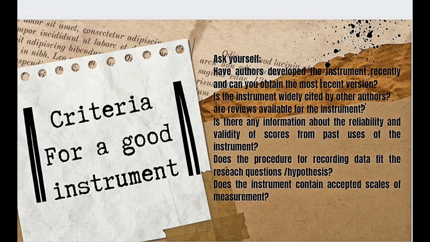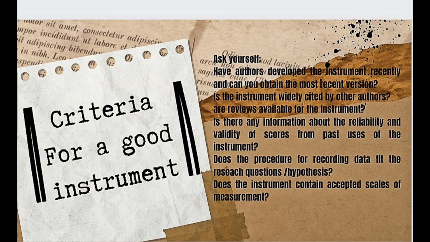You got to check if the instrument has been recently developed, and if the latest version is accessible. With the rapid evolution of knowledge and educational research, instruments over 5 years old might be considered outdated. Authors typically update their instruments periodically to stay current. So another question is, is the instrument widely cited by other authors? So this is basically about the widespread citation of the instrument.